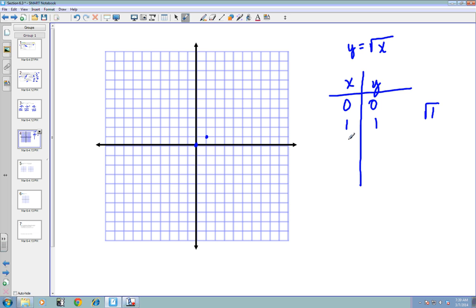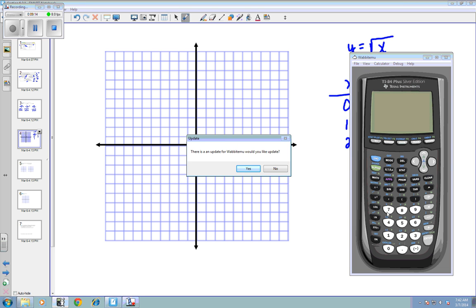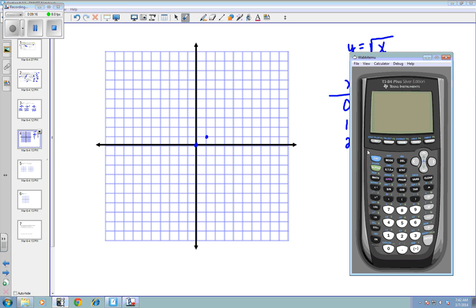Let's put the point 2 in there. So the square root of 2. Hang on one second. Okay, so square root of 2. I'm not sure what that is, but we can put that in our calculator. So square root of 2.